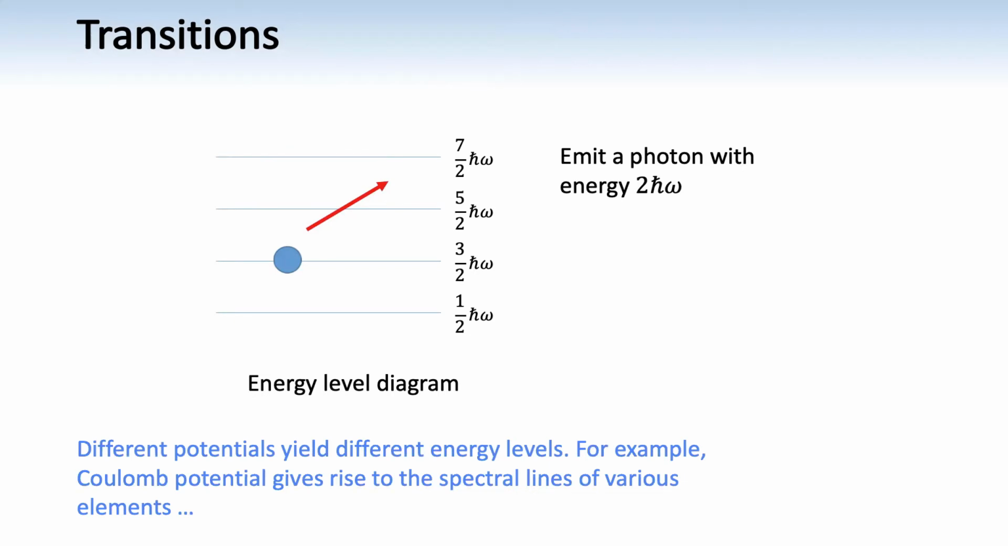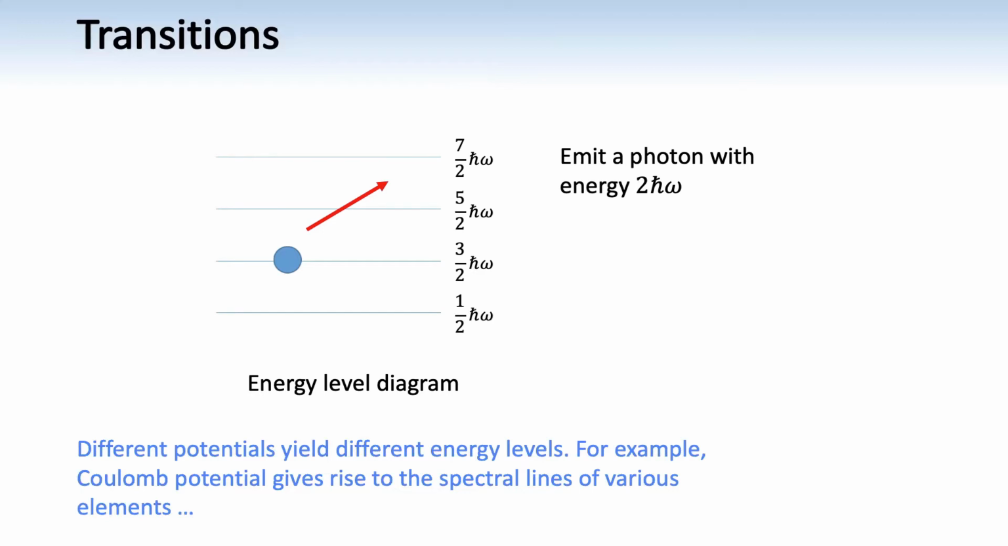Now, as we said, different potentials yield different energy levels. This is the kind of energy levels that you get for harmonic oscillator. Now, if you had the Coulomb potential, remember that Coulomb potential is like 1/r, so it varies as the distance between the particles. And it's positive or negative depending on the sign of the particles. But Coulomb potential has its own energy levels.